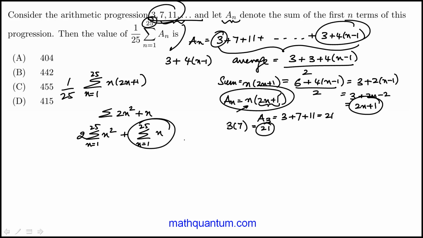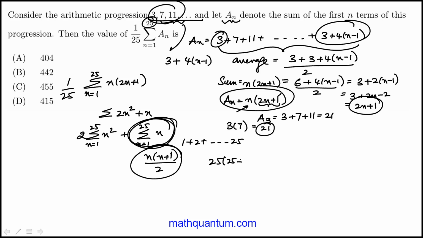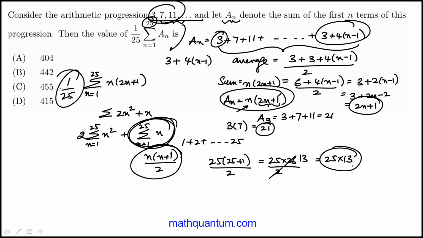So this is just the sum of the first n natural numbers, which would just be n times n plus 1 over 2. This is an important formula that comes up on the CAT often. So here it would just be 25 times 25 plus 1 over 2, or 25 times 26 over 2, 25 times 13. Now I'll leave it in that form because we have this 1 over 25.